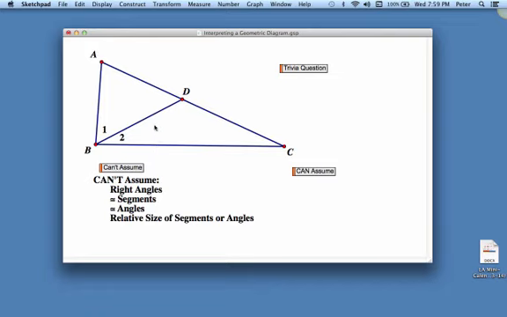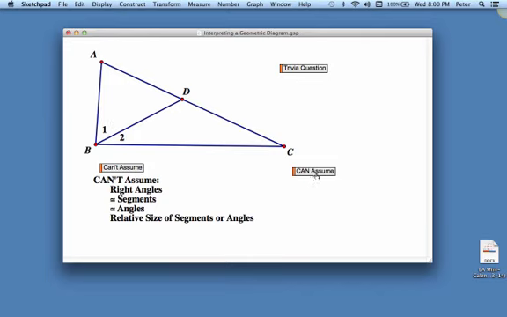You can't assume congruent segments. So segment AD looks like it might be congruent to DC, but we can't be sure. You can't assume congruent angles. So I don't know if angle 1 is congruent to angle 2. Nor can you assume the relative size of angles or segments. So I can't be sure, frankly, that AB is shorter than BC. Nor can I be sure that angle 2 is less than the measure of angle 1.